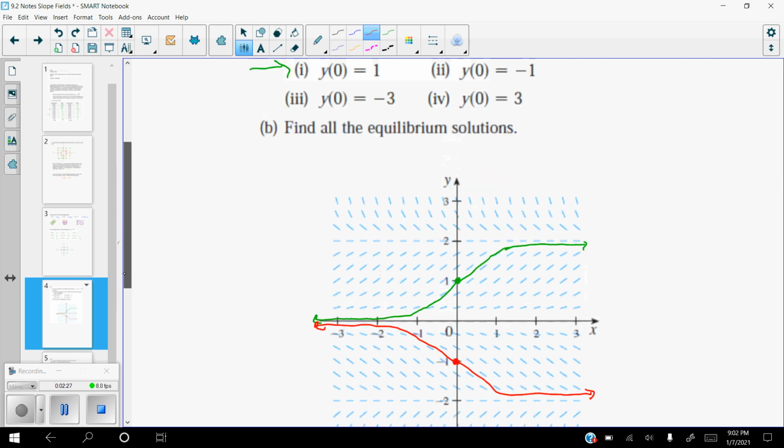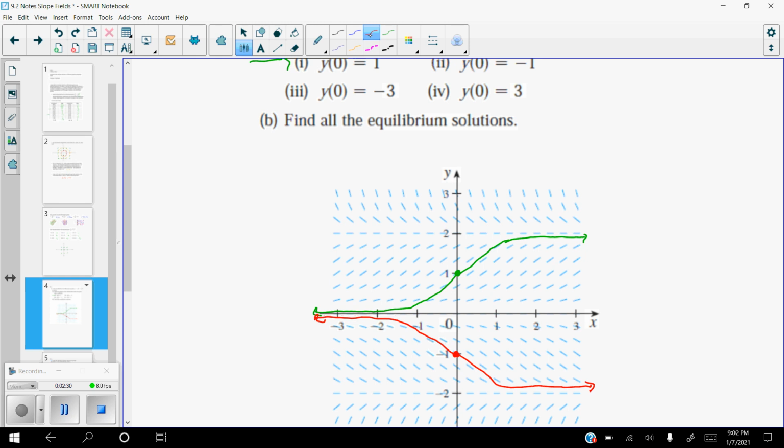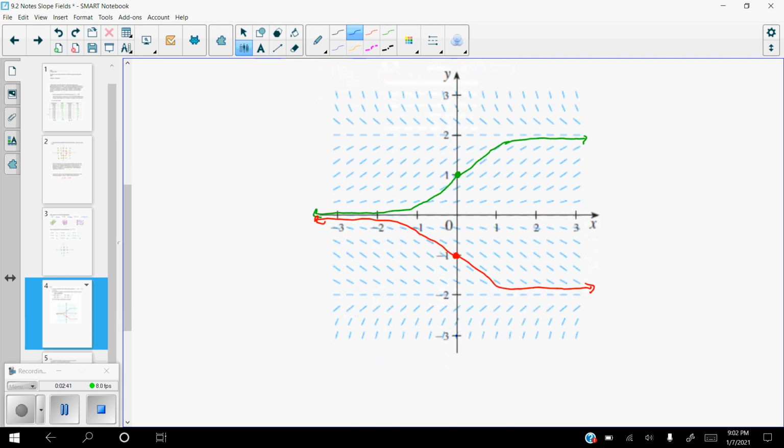All right, number 3. Let's go with blue on this one. y of 0 equals -3. That's way down here. This one's a little tougher because the slope field runs off the page there. But if I go to the right, staying parallel, it looks like it's doing this, and then it's going to start to ride y equals -2. There's not really any way for me to know this for sure, but it looks like these slopes are just going to go off in that direction. So I'm just going to do that.